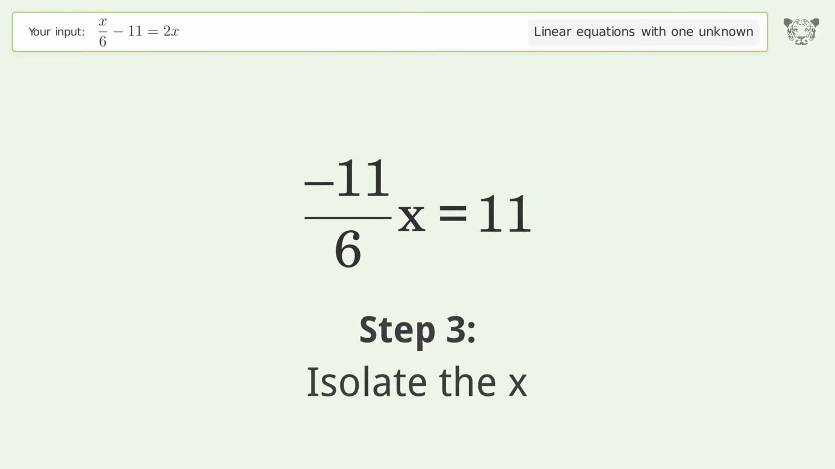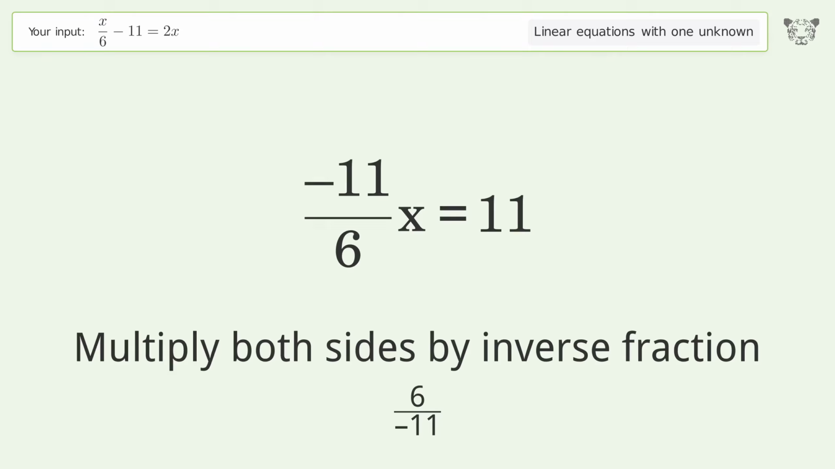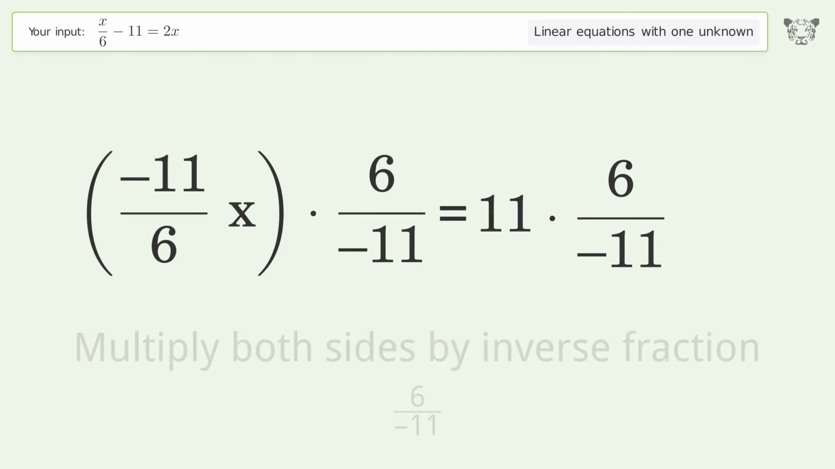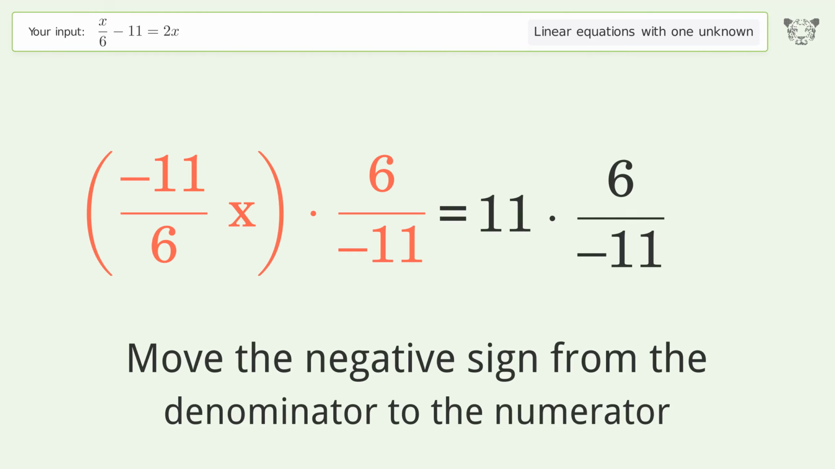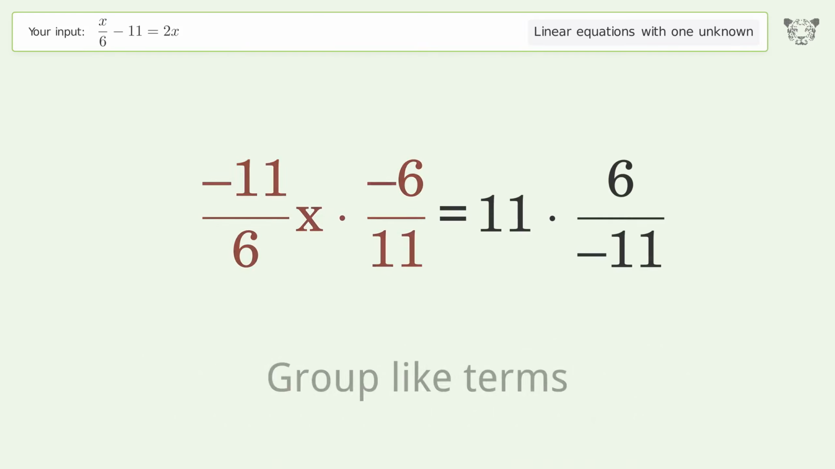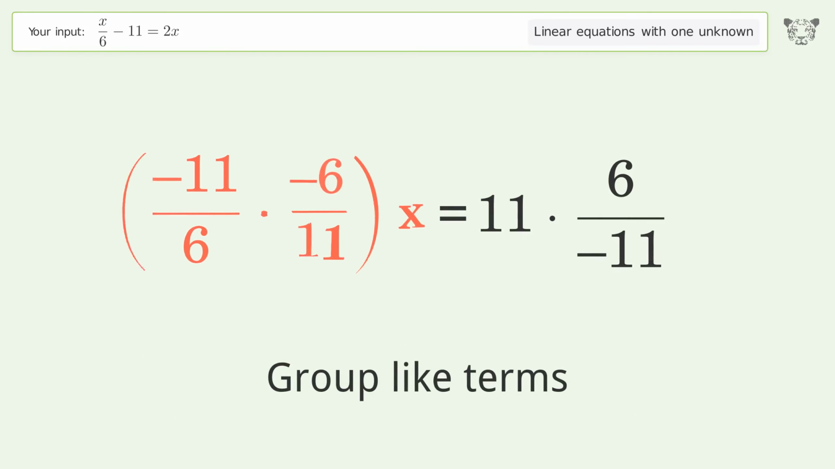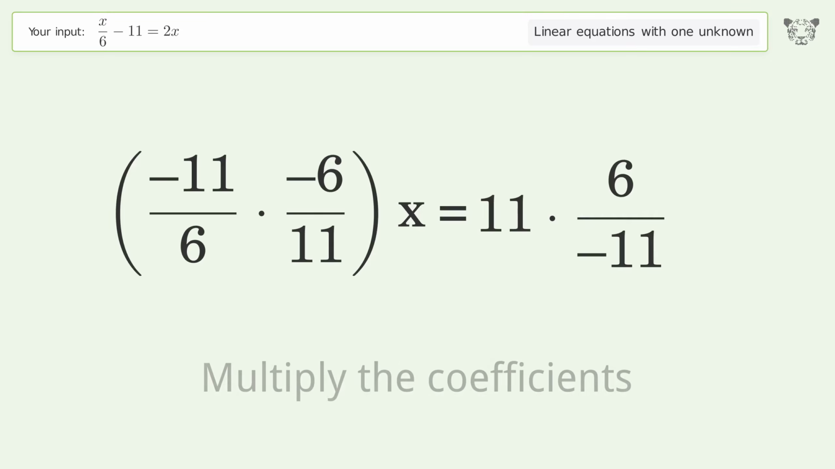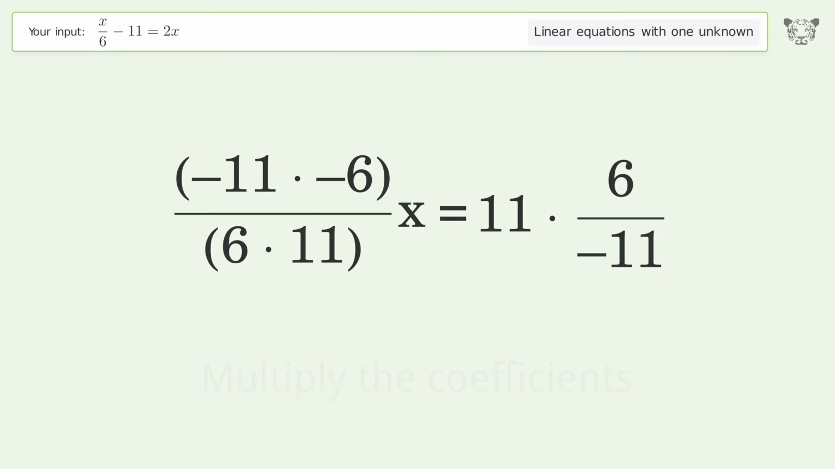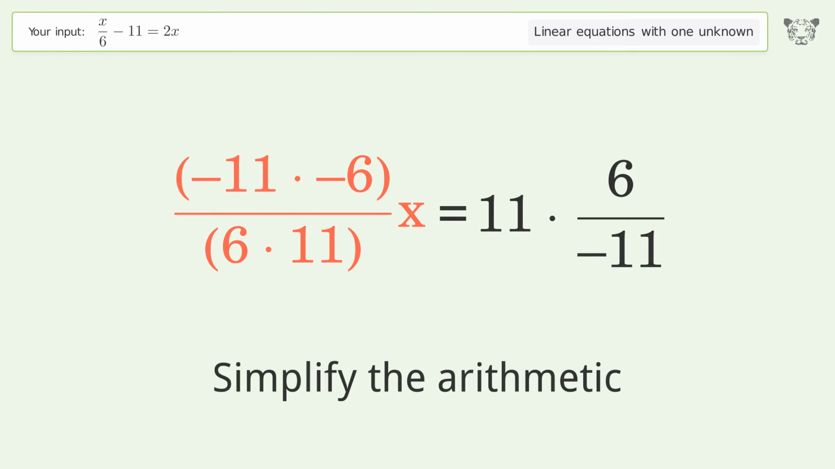Isolate the x. Multiply both sides by inverse fraction 6 over -11. Move the negative sign from the denominator to the numerator. Group like terms. Multiply the coefficients. Simplify the arithmetic.